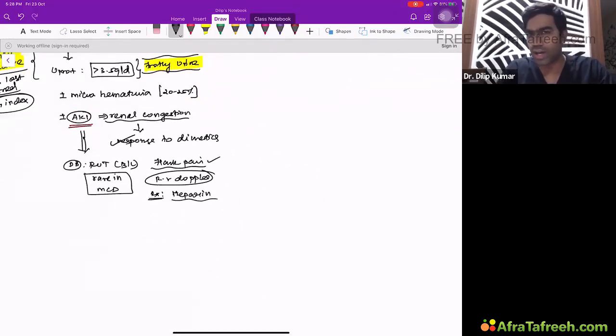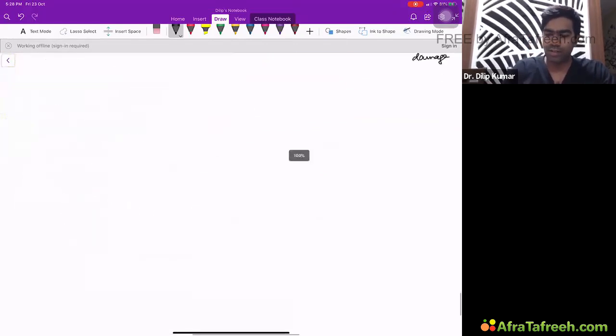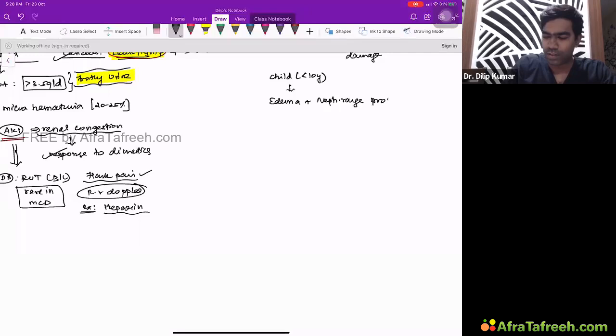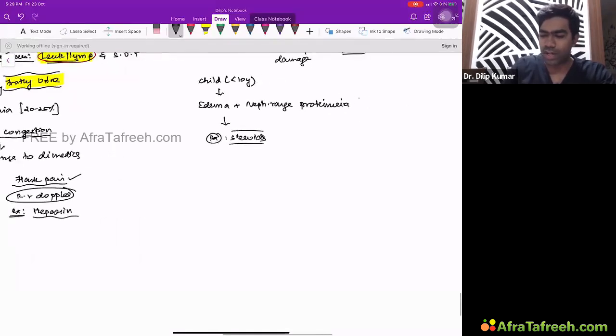Minimal change disease doesn't need much to diagnose. I'll tell you one important algorithm which will be useful for exam. Suppose you're seeing a child less than 10 years of age coming with edema and nephrotic range proteinuria, what is the next thing you're going to do? The next thing is to start treatment with steroids. That's all. Remember, this child usually will have a normal blood pressure, even though they can have hypertension.